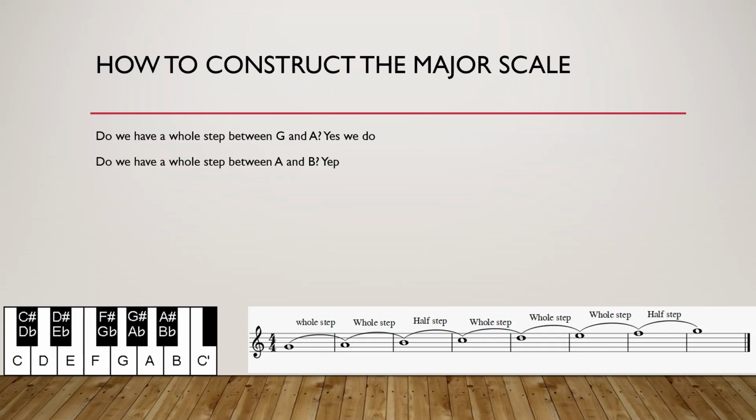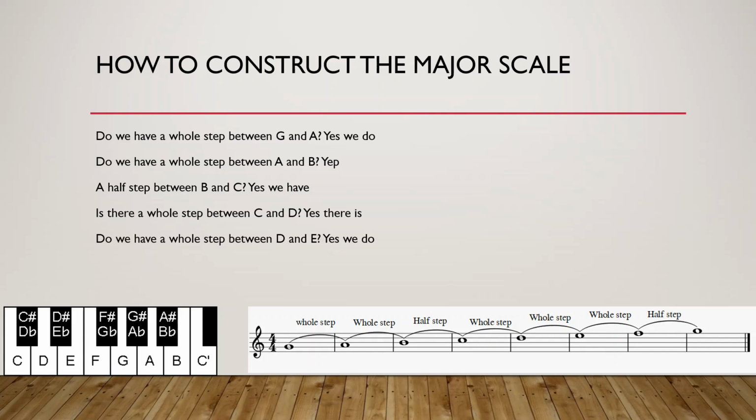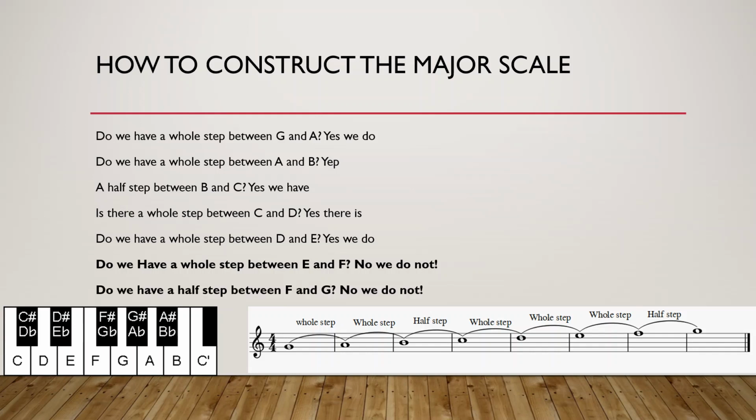Between A and B also is a whole step, because between A and B we have a black key, right? So a half step between B and C, yes, because there are no notes between B and C. This already is a small step, already a half step. Between C and D there is a whole step because between C and D is a black key, so C, C sharp, D, two small steps will be a whole step. We have a whole step between D and E, but we do not have a whole step between E and F. So we need to fix this. And we also do not have a half step between F and G, because between F and G is a black key. So right now it's a whole step.